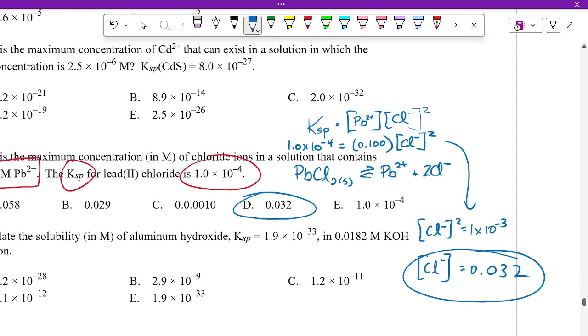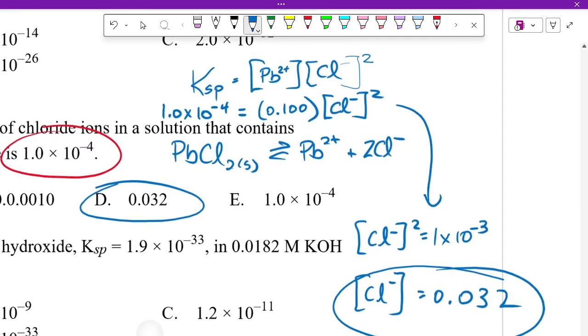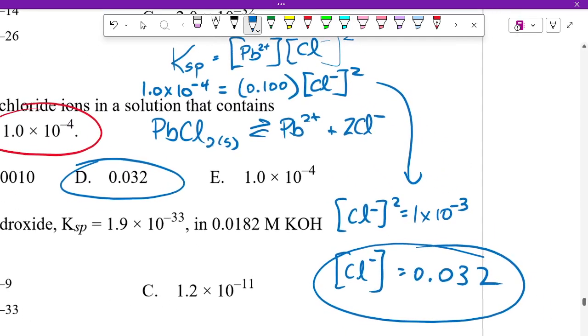So you are given KSP, you're given lead, and they're asking how much chloride can I have in solution? For it to stay in solution, it needs to not be any bigger than what would give us our KSP value. So if we make that equal to KSP and then just solve for chloride, we can have that much that would just barely saturate it. And if we had any more, it would start precipitating, but we can have up to that much.